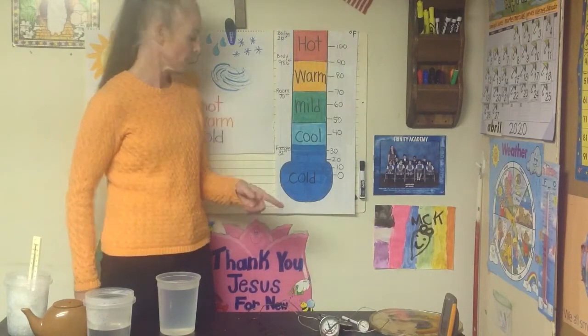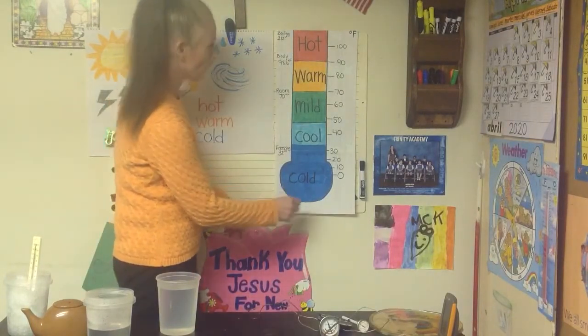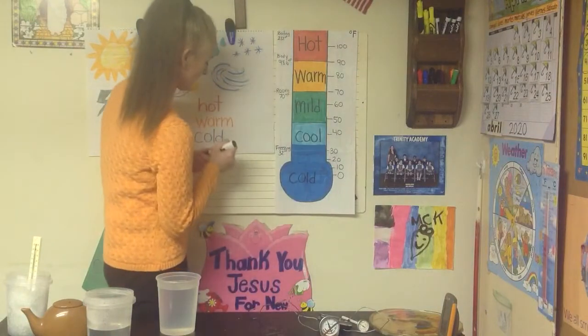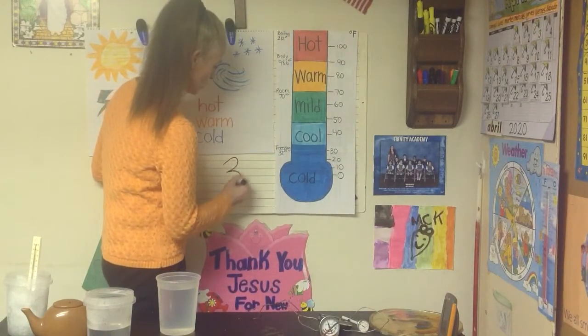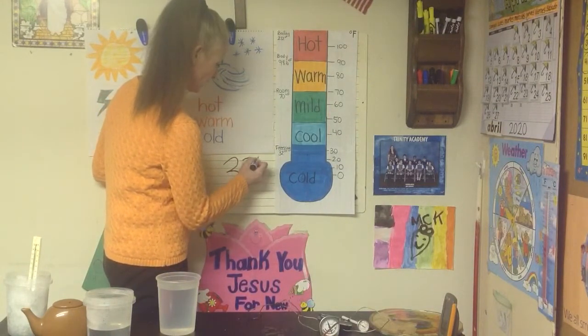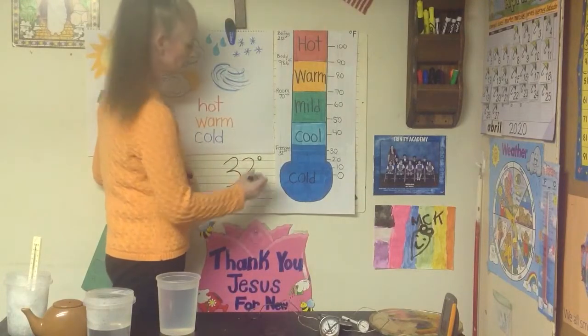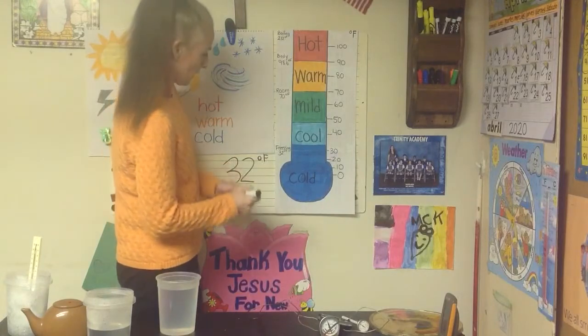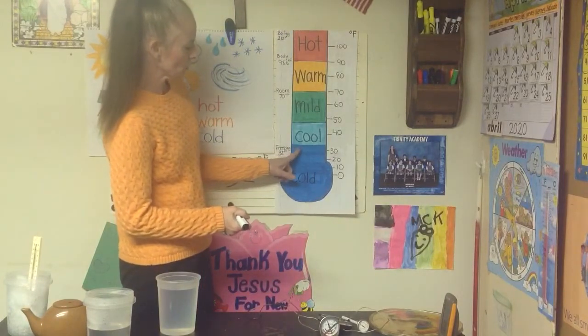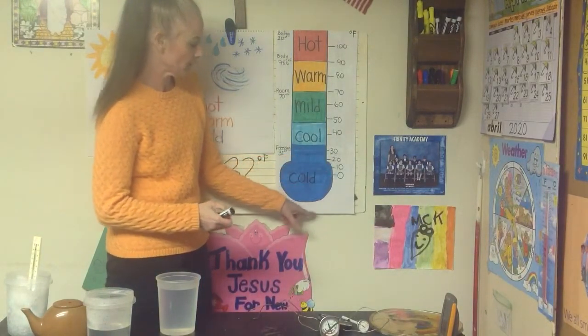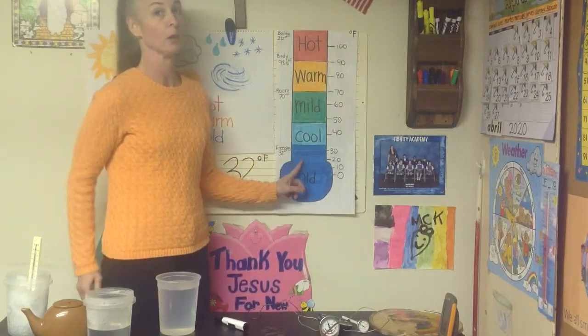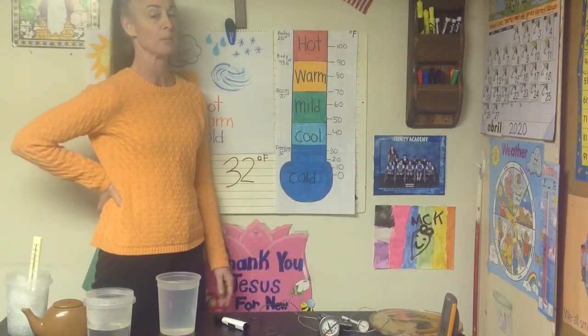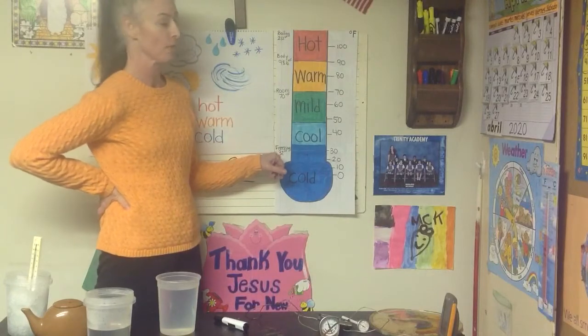Right, 32 degrees Fahrenheit. And the way you write that is like this. 32, put a little circle, that means degrees, and the F is Fahrenheit. We measure in Fahrenheit. Okay. So freezing is 32. Anything lower than that is very, very cold. And sometimes we say below freezing. If you ever hear the weatherman say below freezing, he's saying it's lower than 32.